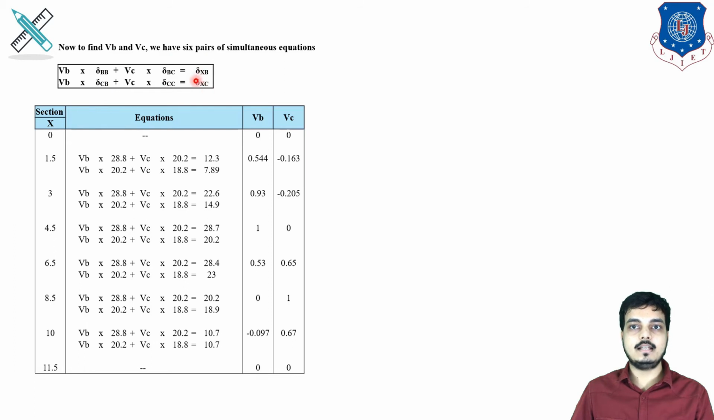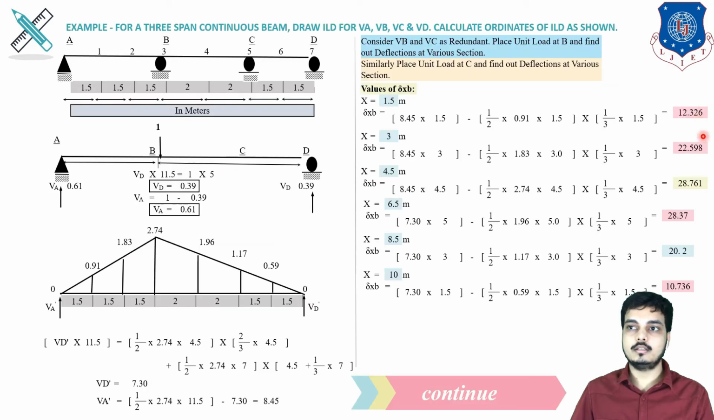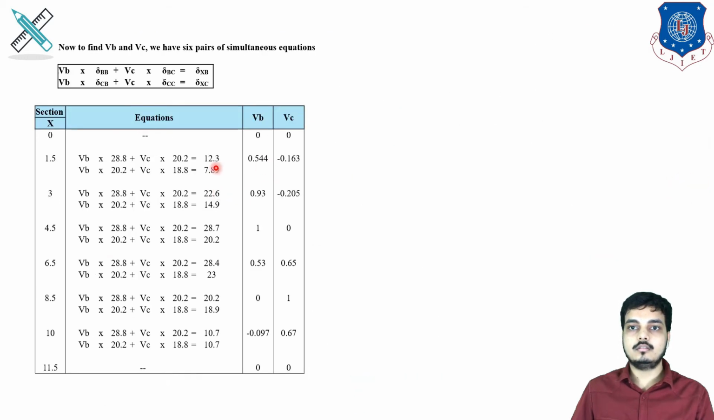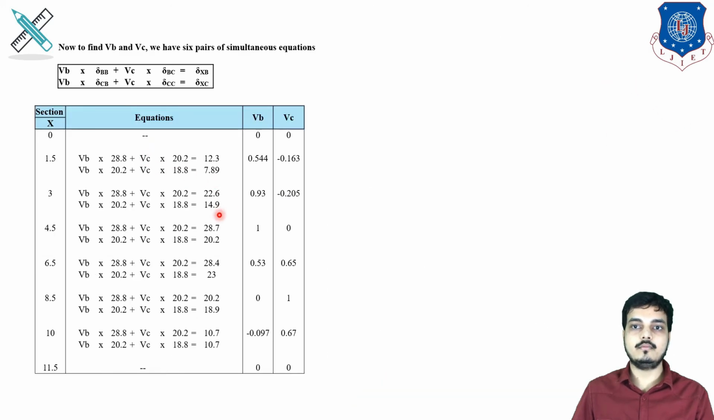Look, delta XB and delta XC are nothing but the respective values for their distances. For 1.5, delta XB is nothing but 12.3. Look, I will show you. 12.3, then 22.5, then 28.7. And these are for the respective delta XC, which is over here: 7.89, 14.9, 20.2. So VB is my unknown, VC is my unknown. These are the respective delta values.